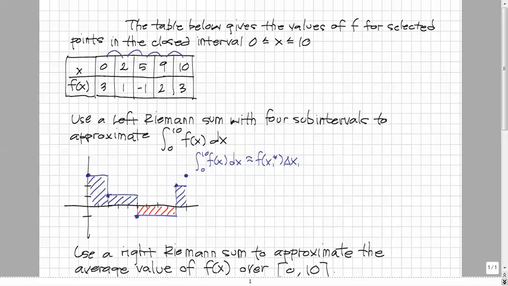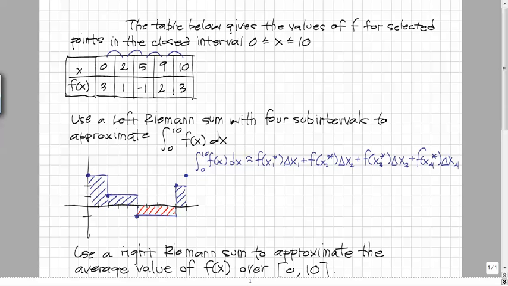So that takes care of the first rectangle, and then we're going to make a second rectangle for our second interval. That's going to be f of x2 star, the output somewhere on the second interval, multiplied by delta x2, the width of the second interval. We'll keep on going. f of x3 star delta x3 plus f of x4 star delta x4.